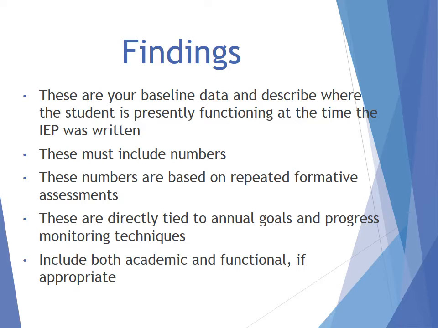Findings must include numbers. Findings are objective measurements of a student's current performance. The findings include numbers regardless of what is being measured, whether it's articulation, behavior, writing, reading, or math. Findings are based on repeated formative assessments. One assessment is not a realistic representation of a student's ability. Regular, repeated measures are part of good instruction. Findings are directly tied to annual goals and progress monitoring and include both academic and functional skills.